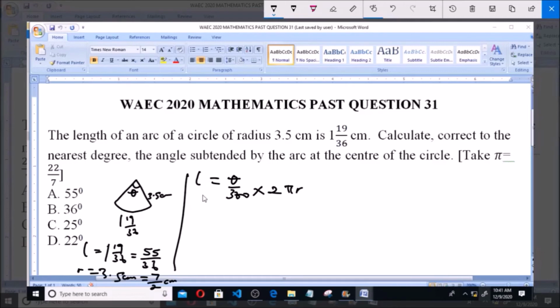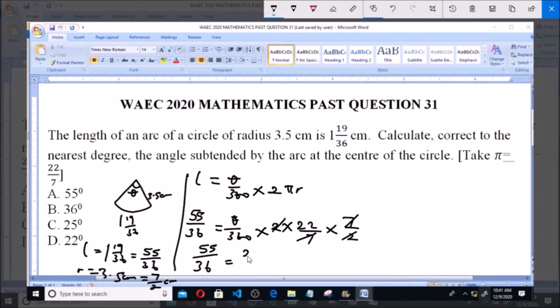So therefore we can now say that the length of the arc L, which is 55/36, is equal to theta over 360 multiplied by 2 times 22/7, which is the pi, times the radius, which is 7/2. We cancel 7, then we cancel 2. So we have 55/36 is equal to 22 theta over 360 degrees.